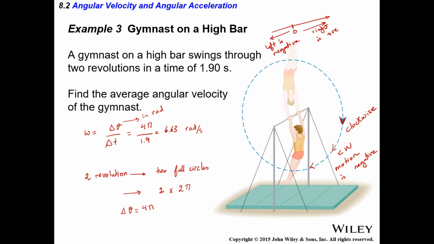So because here I have clockwise motion, delta theta is negative, since the displacement is clockwise. And thus my angular velocity, I will also put to be negative.